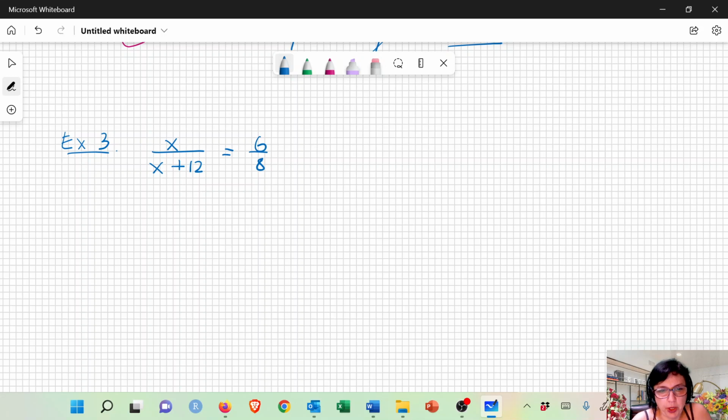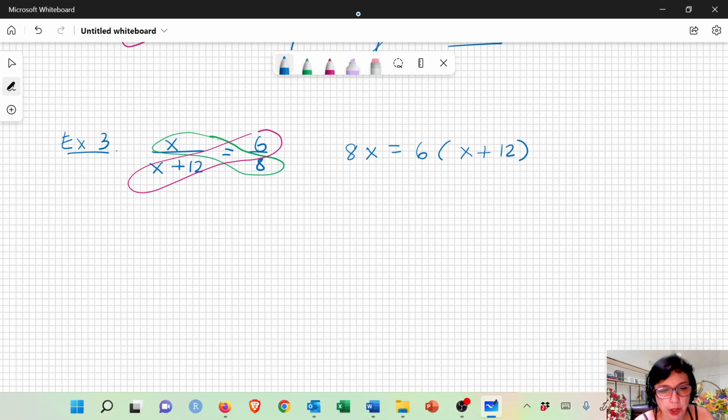Okay, so the last question we're going to look at is a little bit more complicated, but not particularly. Same idea, same principle. We cross multiply and make them equal to each other. So x times 8 is going to be 8x. On the other side, you get 6 multiplied by x plus 12. An important thing here is that if you have more than one term, you have to put that in parentheses. After you do that, you distribute the 6 to both of these, and so you get 6x plus 6 times 12, which is 72.